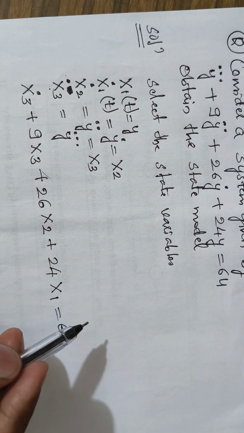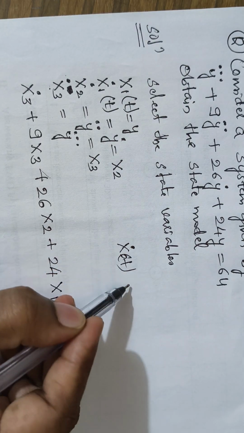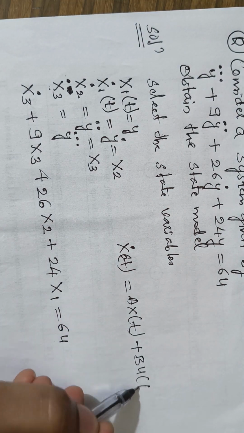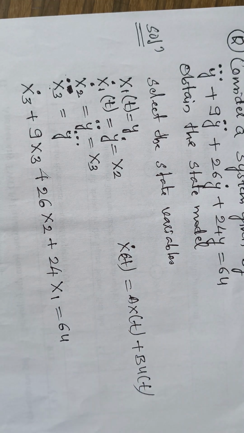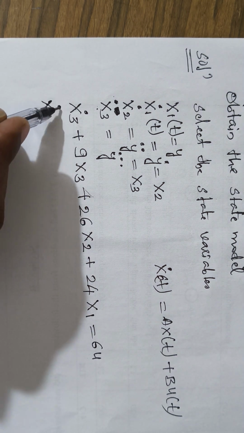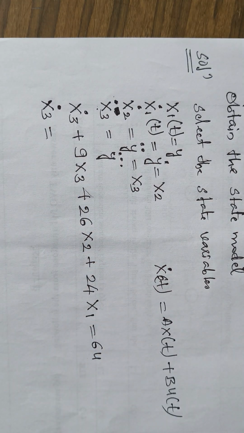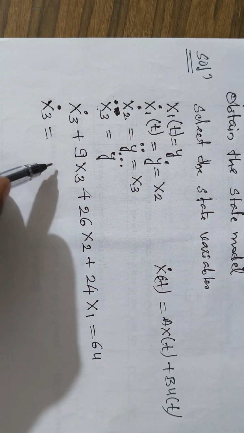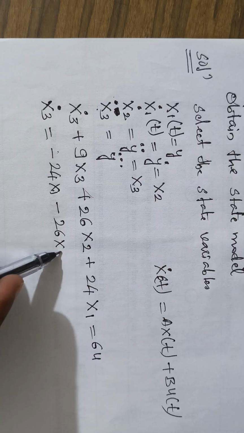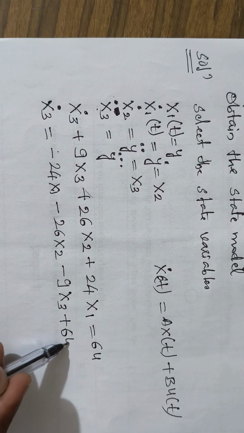Now we know that the state equation is x dot of t is equal to A into x of t plus B into u of t. We need to bring this equation into this form. So we will keep x3 dot on the left hand side only, and shift all the others from the LHS to the RHS. So this will be minus 24 x1, then minus 26 x2, minus 9 times x3 plus 6u.